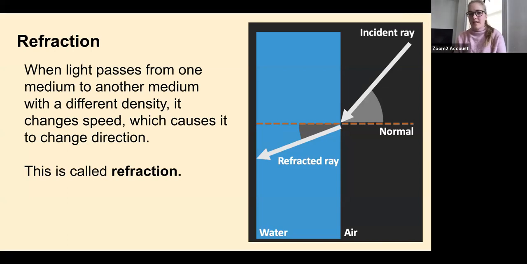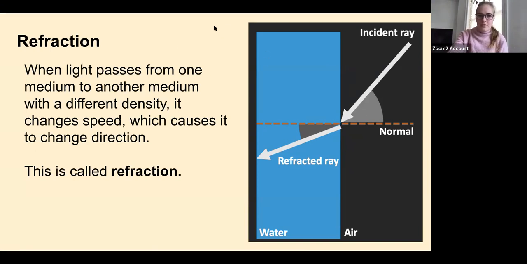In this picture, I have a diagram showing what happens when a ray of light travels from air to water. When it arrives at the boundary between air and water, it actually changes direction because it's going slower in the water than in the air. So it sort of bends a little. Again, in this diagram, we've got that normal line that's going perpendicular, or at a right angle, to the boundary between the air and the water. You have your incident ray, and then it changes direction as it passes into the water.